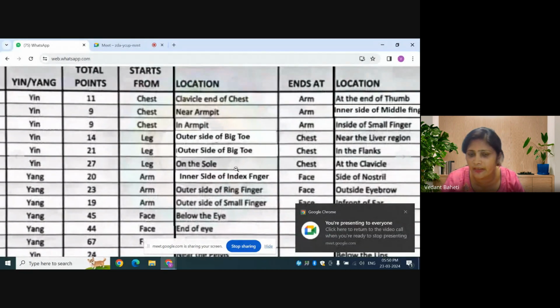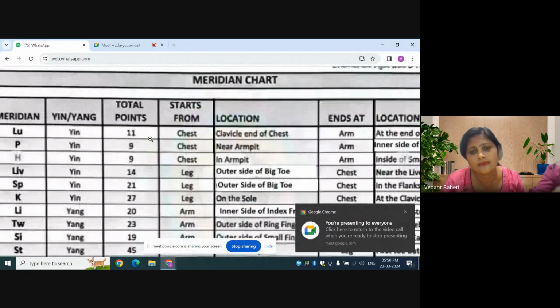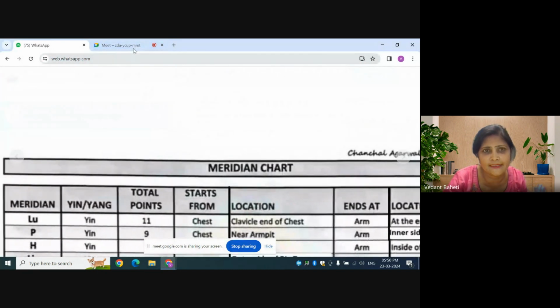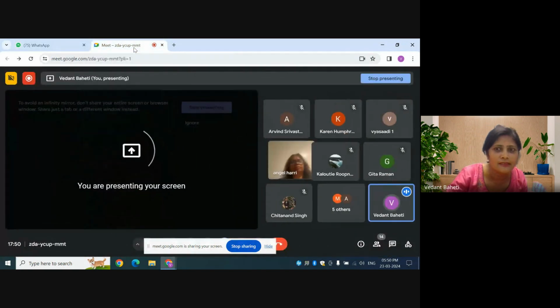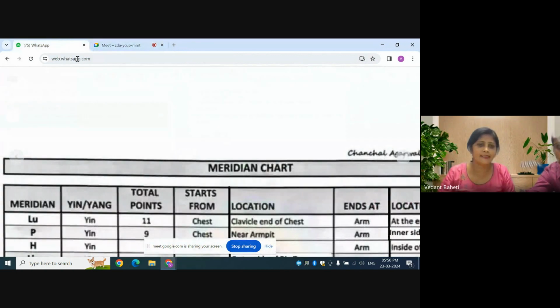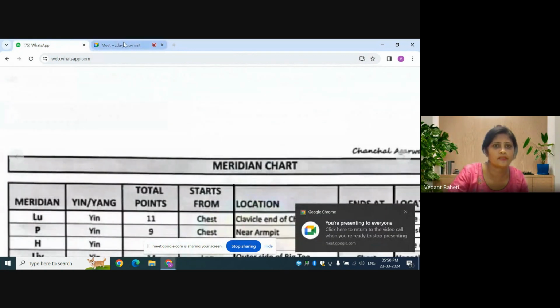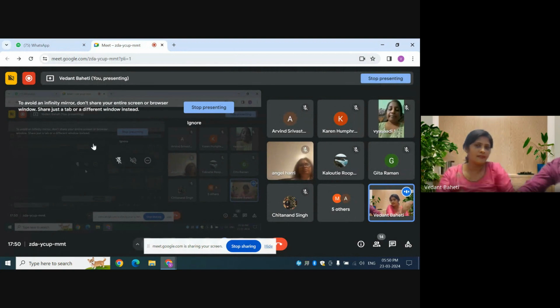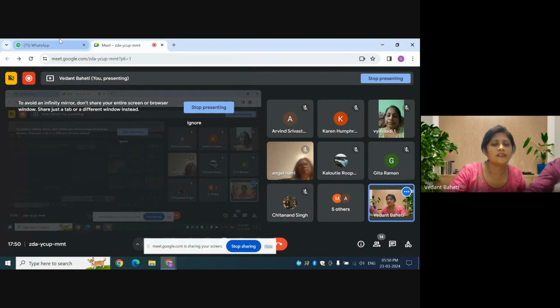Is my screen visible? Yes, someone please unmute yourself and let me know if my screen is visible. Yes, it is, Purvaji. Yeah, so you can see. Okay.